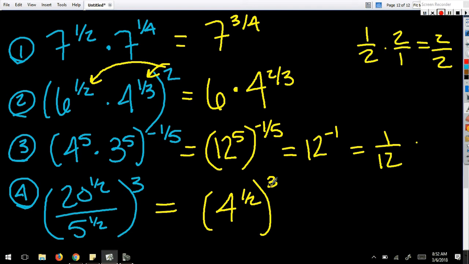Multiply. Now wait, I see something here. Do you see what I see? What's 4 to the 1/2? 2. Why? An exponent of 1/2 means what? What did we do yesterday? Root. This is the square root of 4 to the 3rd, which is 2 to the 3rd, which is 8.